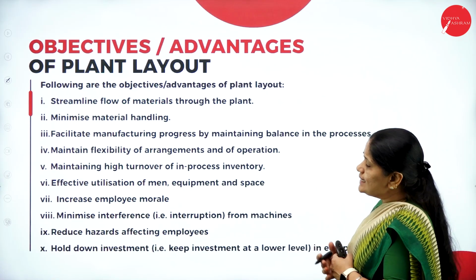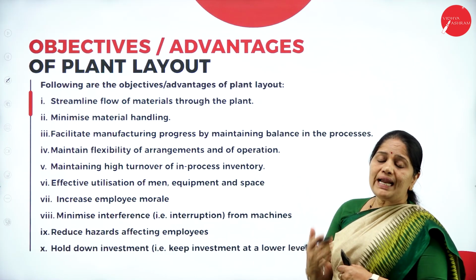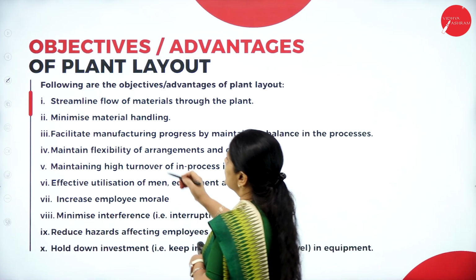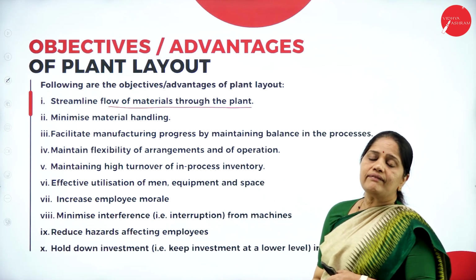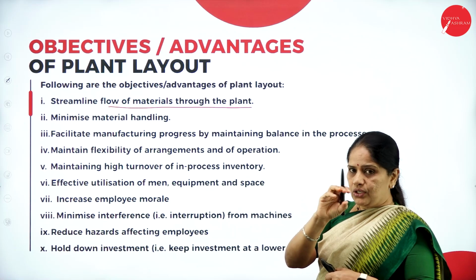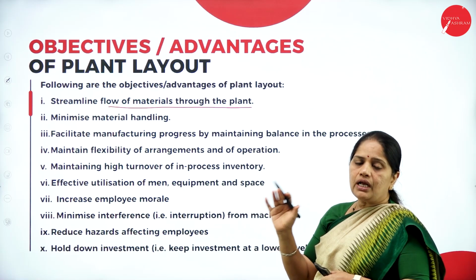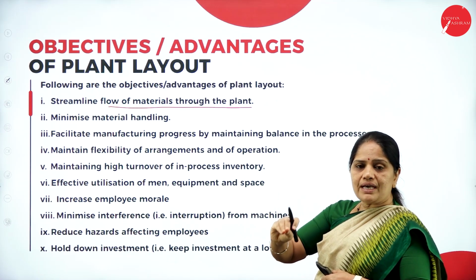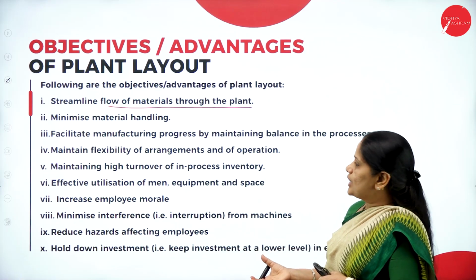Then next is, what are the objectives or the advantages of plant layout? So why is it necessary for us to have a plant layout? So first one is streamline flow of materials through the plant. So when we are having proper planning for the plant layout, we will be able to streamline the materials. So according to the process of production, you try to ensure that the flow of materials goes from one machine to another in the sequence of the production process.